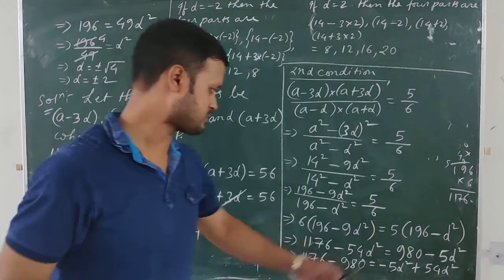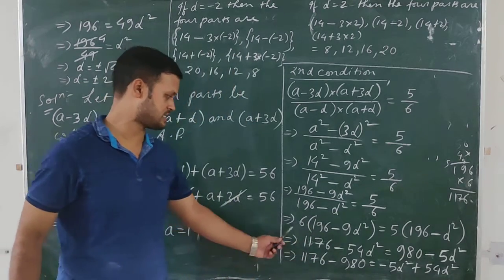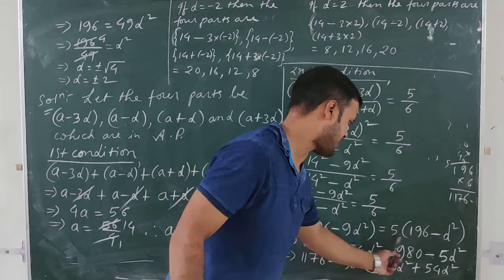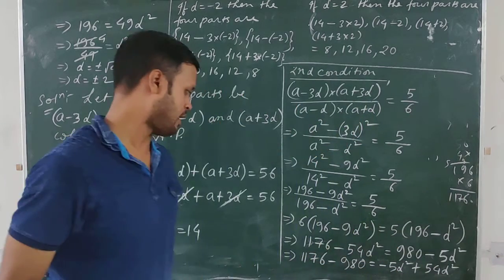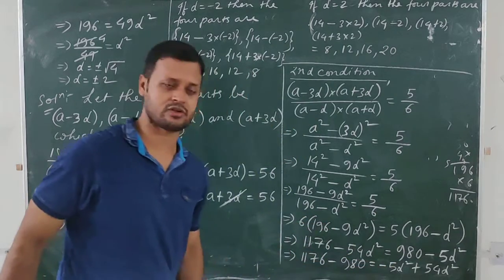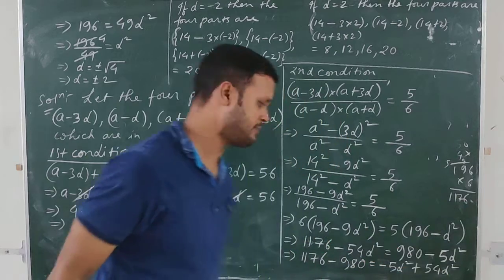B square, isn't it? I just calculated that. Then I multiplied 6 into 196 is how much? 1176. 6 into 9 is 54. So 54 B square. 5 into 196 is 980. 5 into B square is 5 B square. Now, friends, 1176 is there. This 980 I brought to the left side, so it will become minus, and minus 54 B square I will take to the right side, so it will become plus.